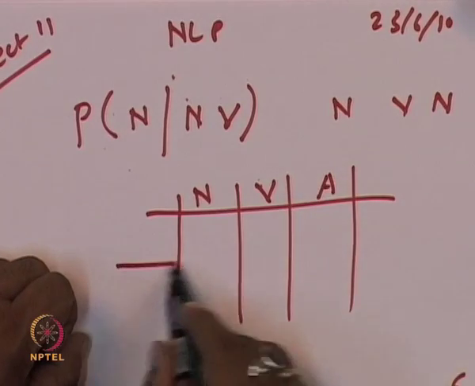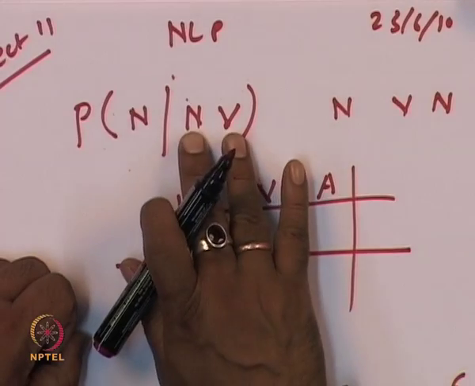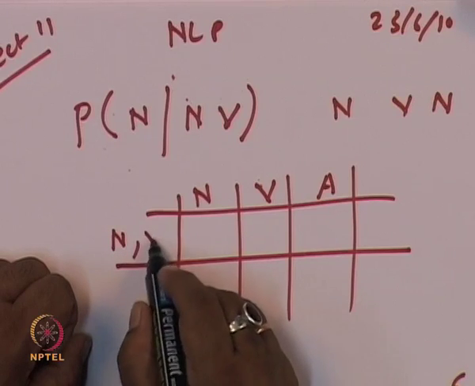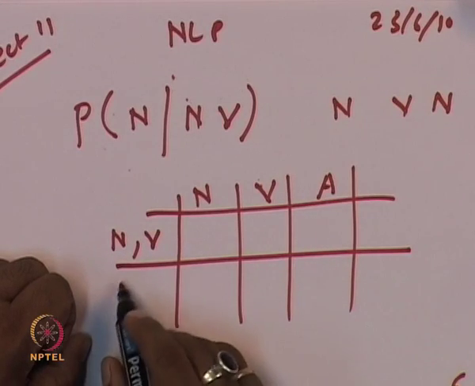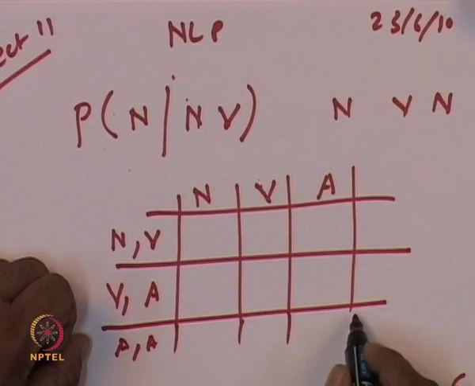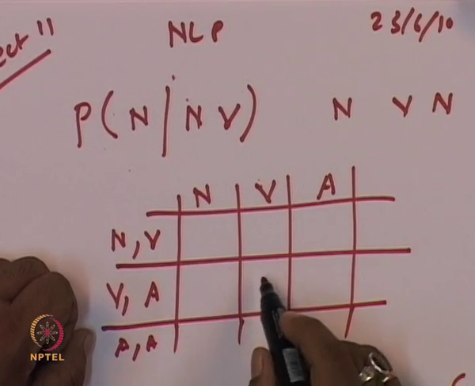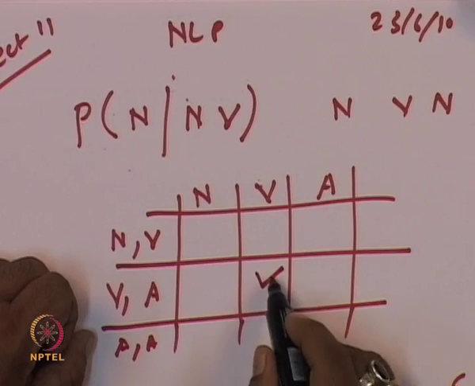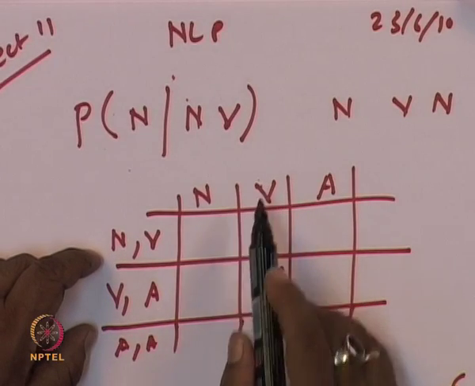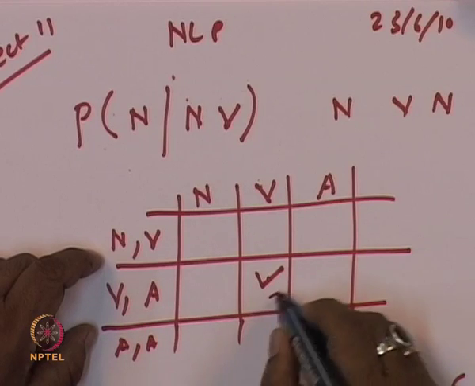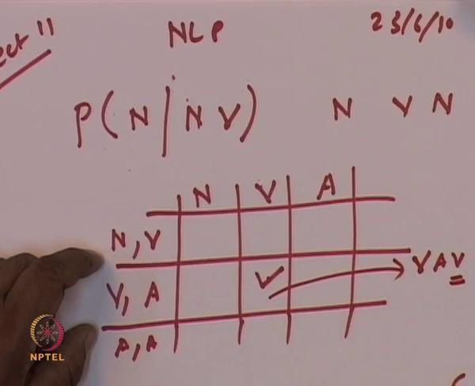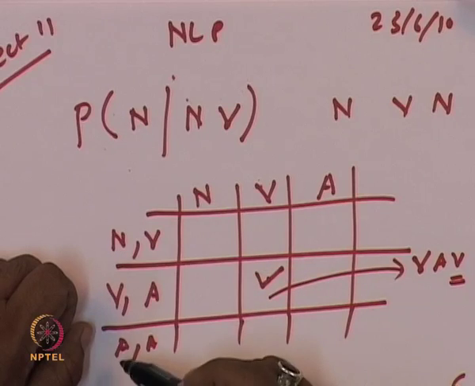However, on the row we have the conditioning part, which is a pair of tags. So, we would have N comma V, and then we can have V comma A, let us say we can have A comma A. What is the meaning of this? Suppose I take up this cell as our cell of attention. Here we will place the probability of a verb being preceded by a verb and adjective, that is this sequence V A V. So, the row will have tuples instead of single tags.